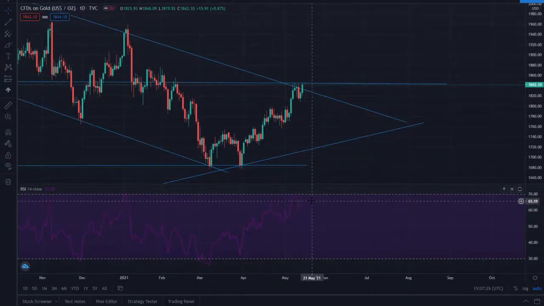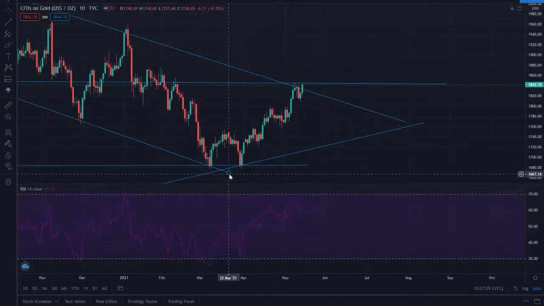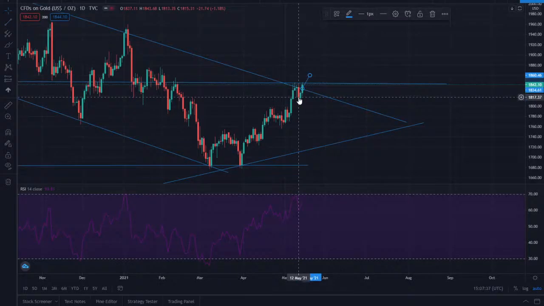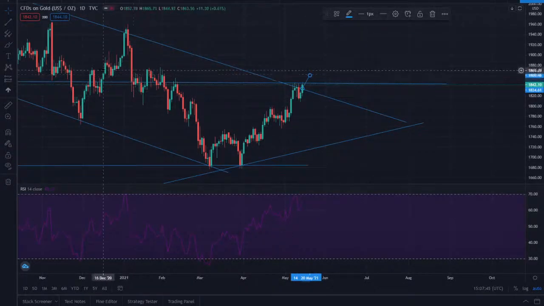But if we take a look at the RSI, for example, the RSI is at almost 66. So we still have room to the upside, which means we could potentially break out, and the last two candlesticks are gaining a very bullish momentum, so it looks like we will go higher.